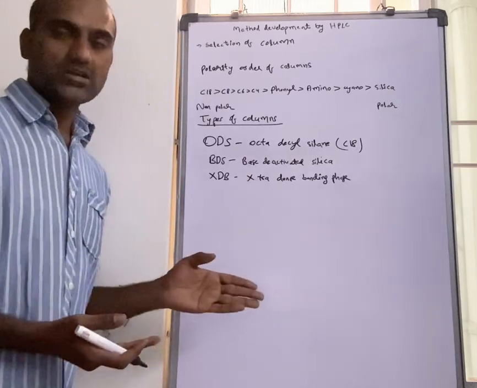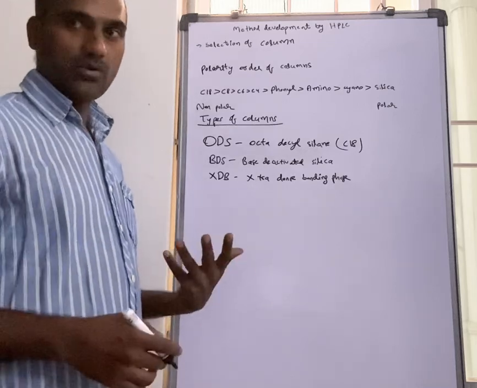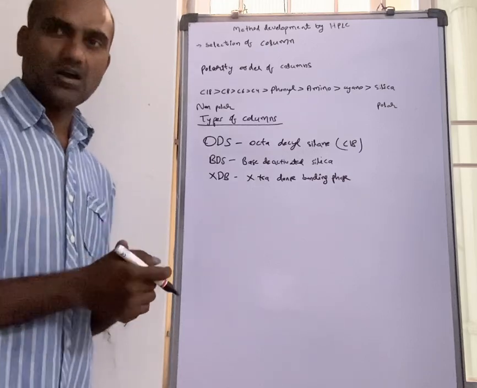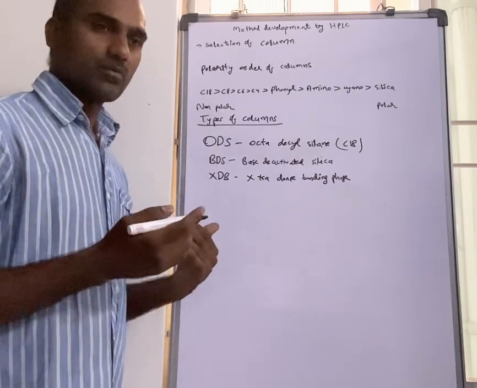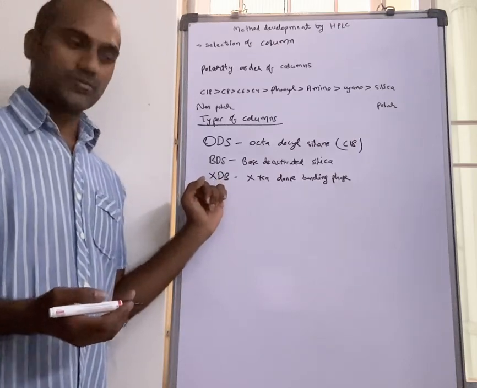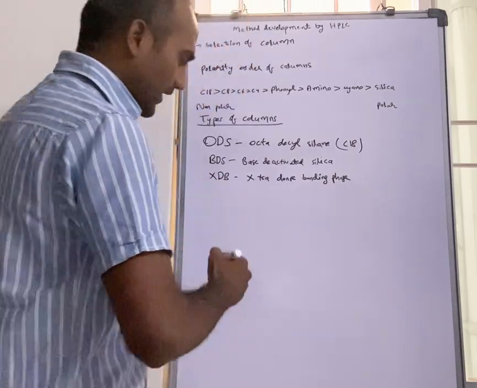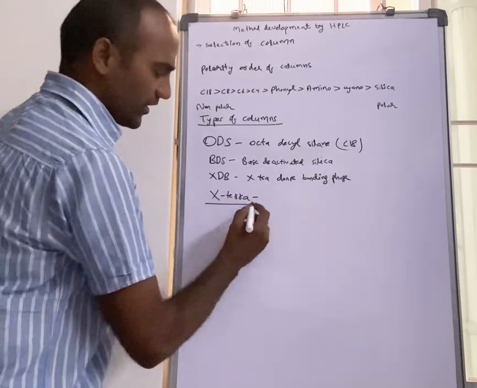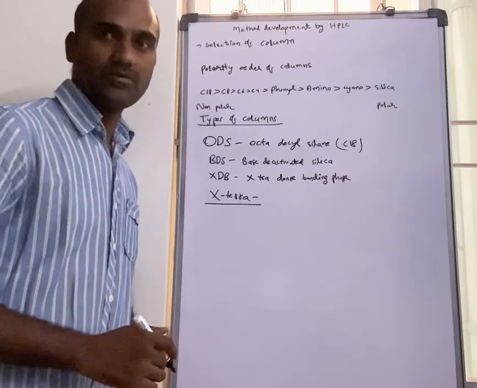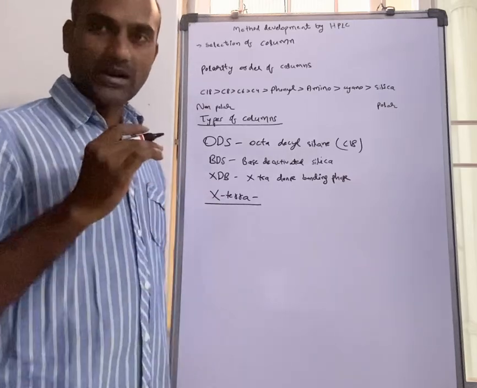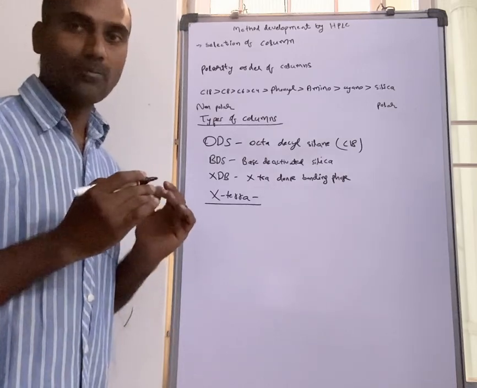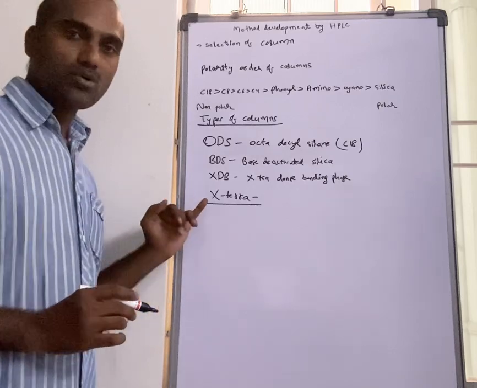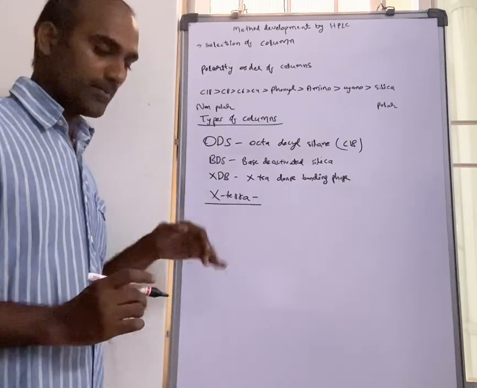So if our molecule is very highly non-polar, with very high non-polarity, then in that case we will use XDB columns. Extend columns are very useful for basic analyte peak shape improvement. For basic analyte peak shape improvement we will use Extend columns. These work very well for improvement of peak shape for basic analytes, remember.